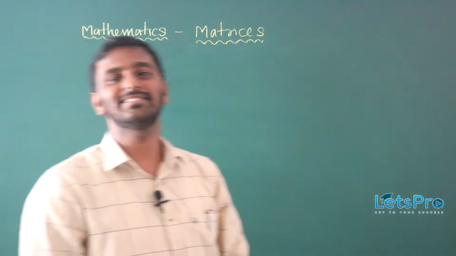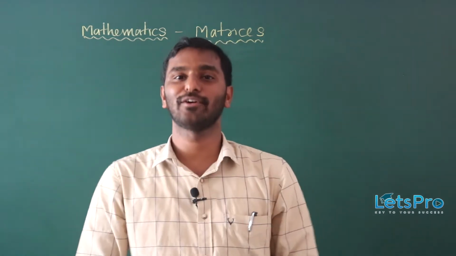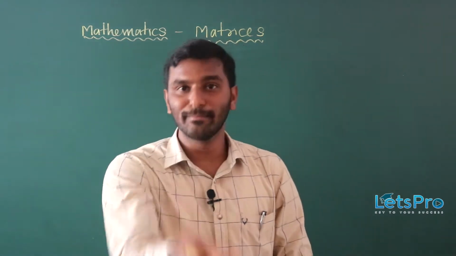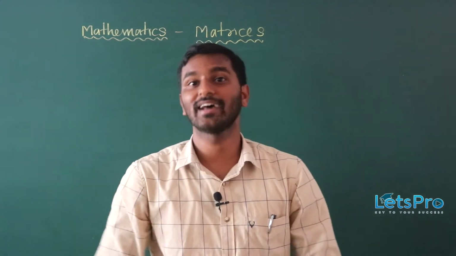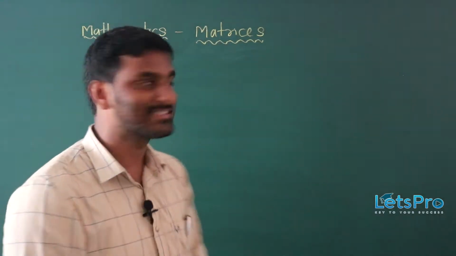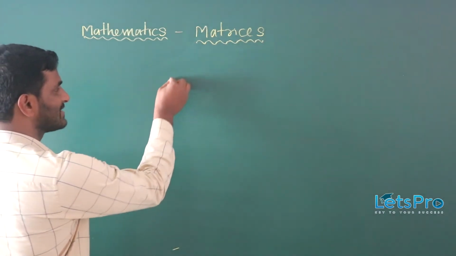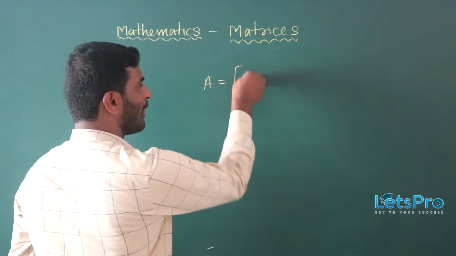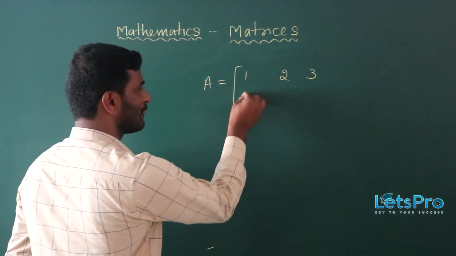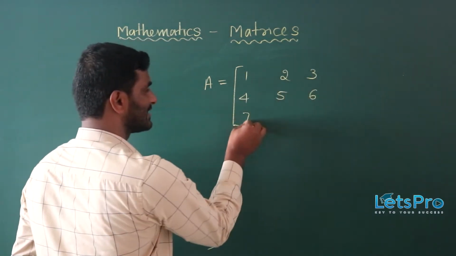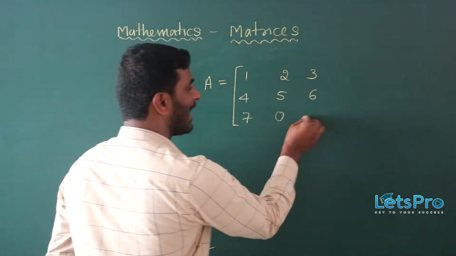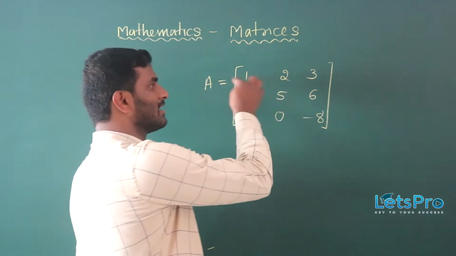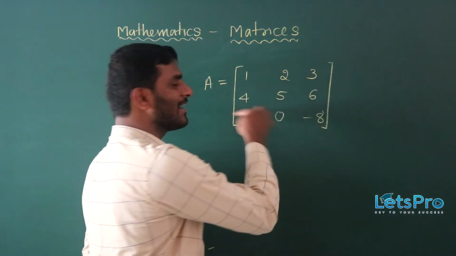The definition of a matrix is a rectangular arrangement of numbers, elements, or any alphabet letters. For example, usually a matrix is denoted by a capital letter, say A. A is equal to 1, 2, 3, 4, 5, 6, 7. We can also have 0 and negative numbers. And here we can easily observe there are rows and columns.